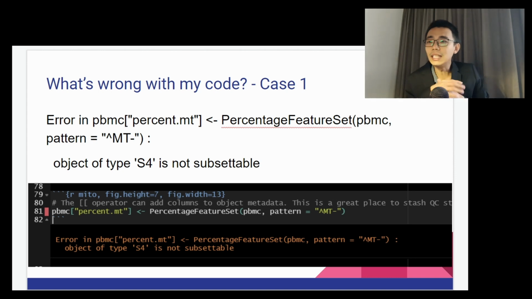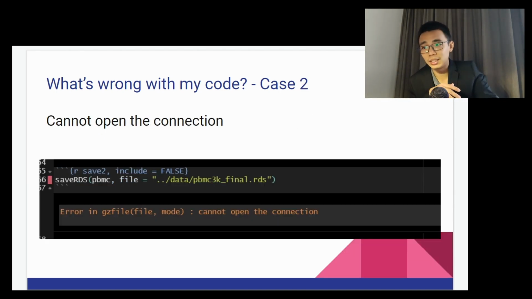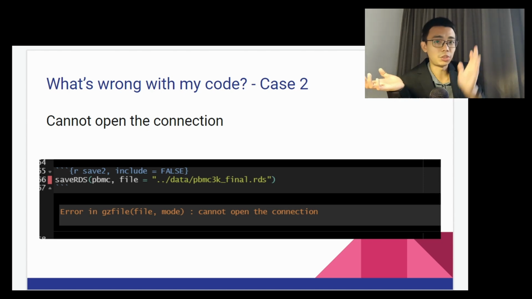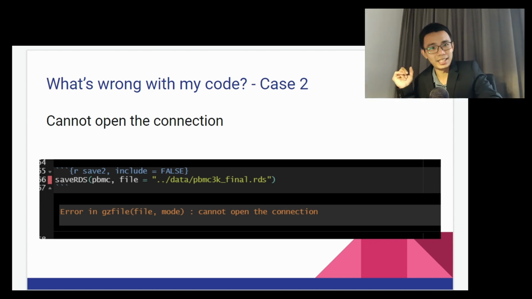For case one, because it's an S4 object, you actually need to use double square brackets. Otherwise, single square brackets cannot be used in this situation. The second one says cannot open the connection because in the working directory, /data doesn't exist. There's no such folder as data, so that's why it says cannot open the connection. If you change the working directory, it would work.